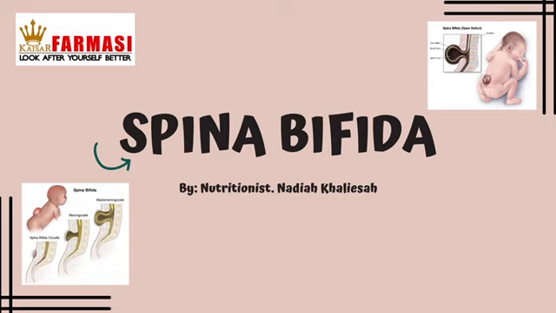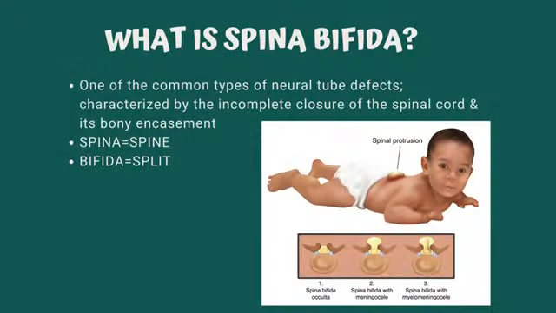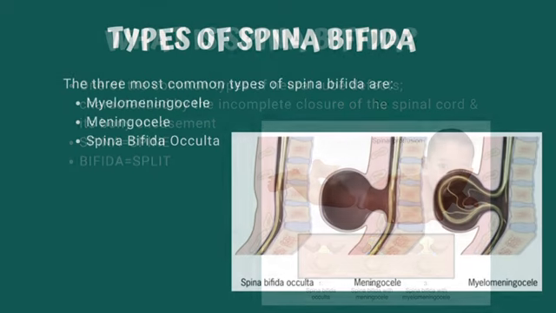So in this video, I will explain about Spina Bifida. So what is Spina Bifida? Spina Bifida is one of the common types of neural tube defects, categorized by the incomplete closure of the spinal cord and also its bone encasement. Spina means spine while Bifida means split.